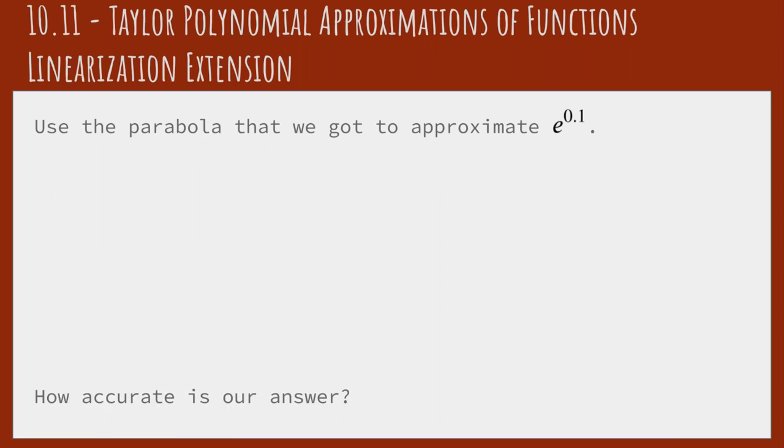So let's look at a concrete example. We're going to use this parabola, which is y equals 1/2 x squared plus x plus 1, to approximate the value of e to the 0.1. So the whole idea is that the e to the x function is going to be approximately equal to that parabola in the neighborhood around x equals 0. Okay, and it's around x equals 0 because that was the point that I was using for our point of tangency.